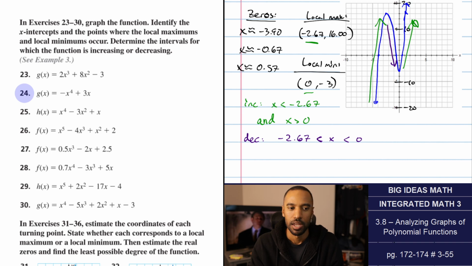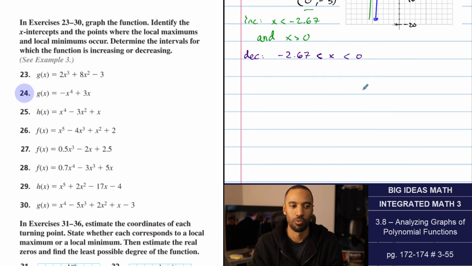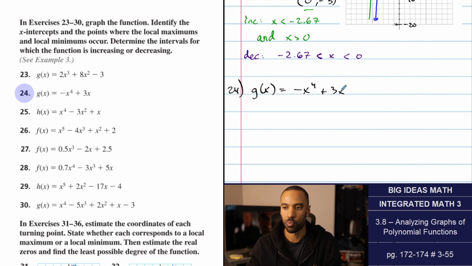Let's move forward. Number 24. Now, number 24 is one where, outside of the maxes and mins, I can probably get the idea of this graph for you a little bit. Negative x to the fourth plus 3x. This one has a common factor of negative x, and you're left with x cubed minus 3.